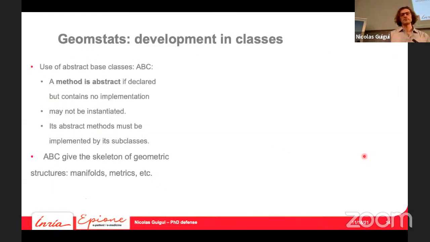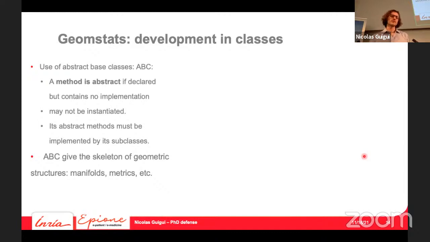As the metric must be chosen by the user, it is important to be able to test different metrics. So it's important to be able to combine the structures. In order to do so, we chose to use object-oriented programming, meaning that all the structures in geomstats are implemented in classes. To structure these, we use abstract base classes, ABCs. An ABC is a class that contains abstract methods. A method is abstract if it is declared but does not contain any implementation. So the ABC may not be instantiated, but the abstract methods will be implemented by the subclasses of the ABC.